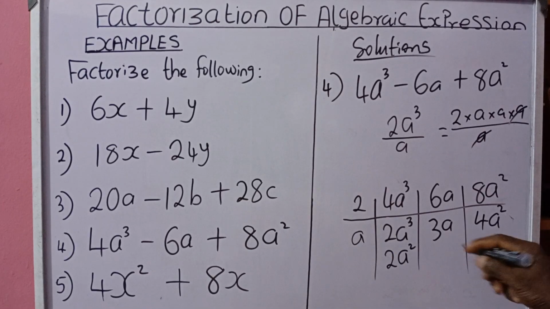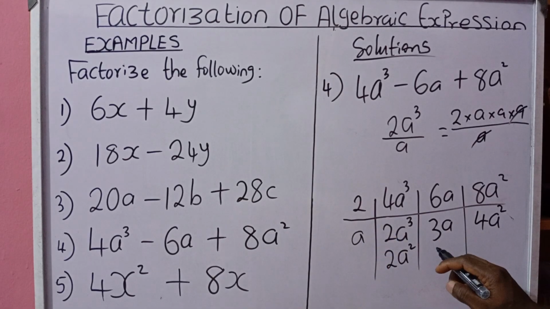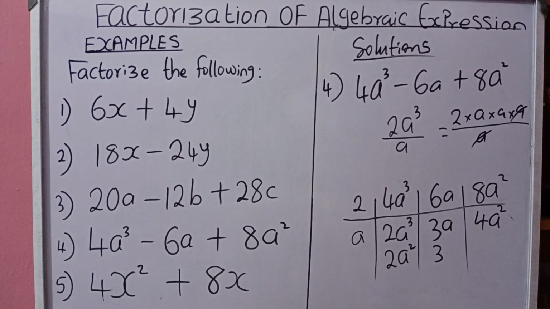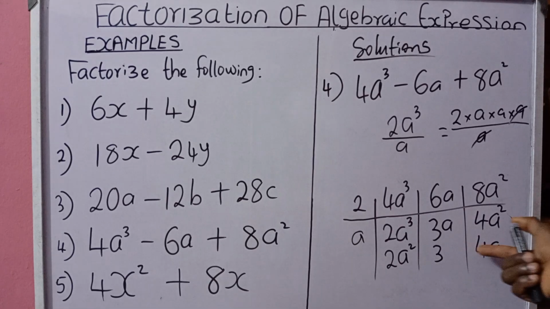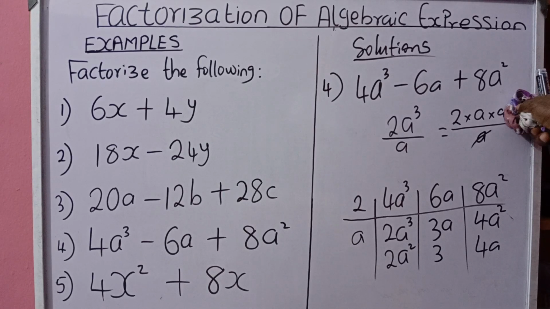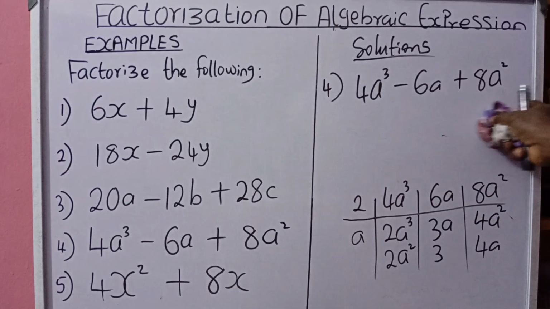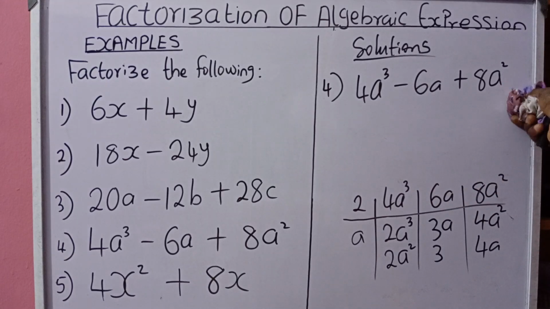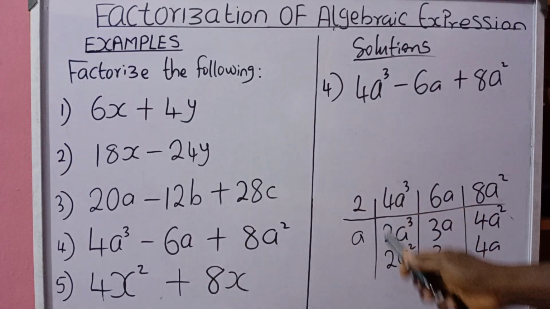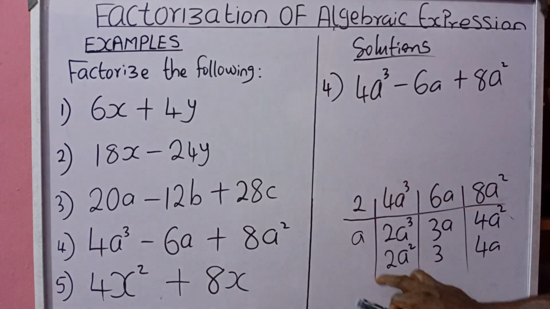All right. So 3a divided by a will give us 3, because a will cancel out a. Then 4a squared divided by a will give us 4a. So when you look at this, nothing can divide the three terms further. That is to say, we can now go for our HCF. The HCF will now be the product of what we have here.